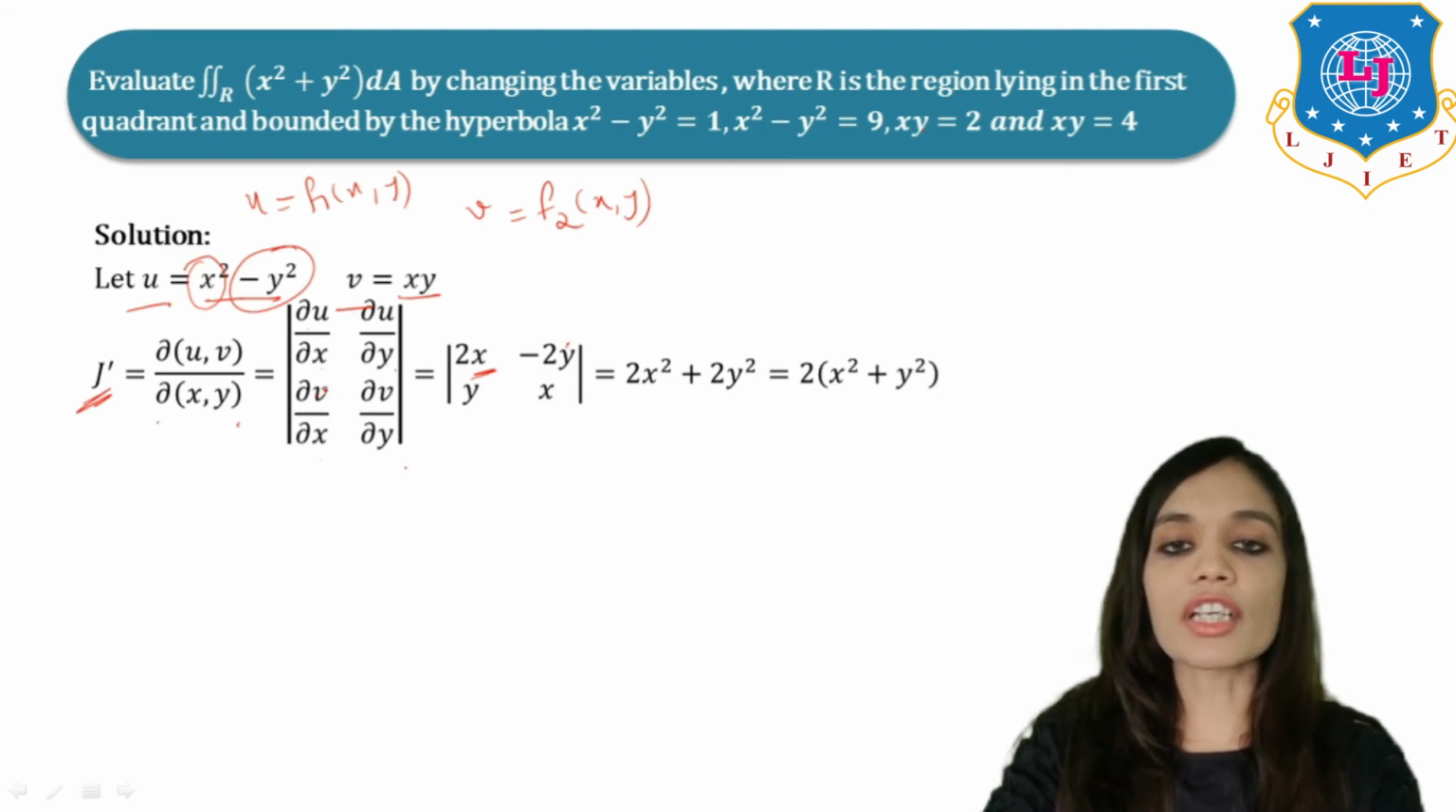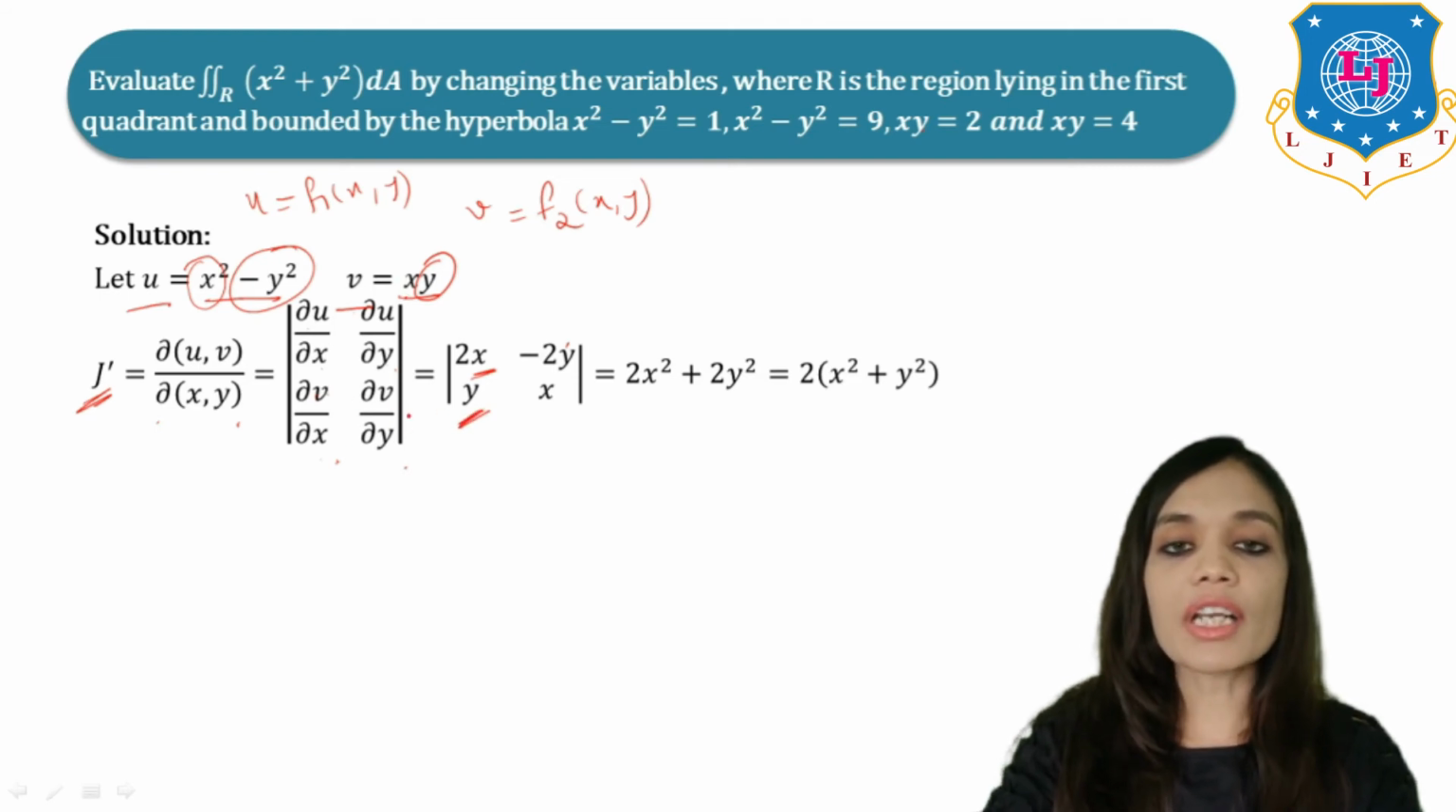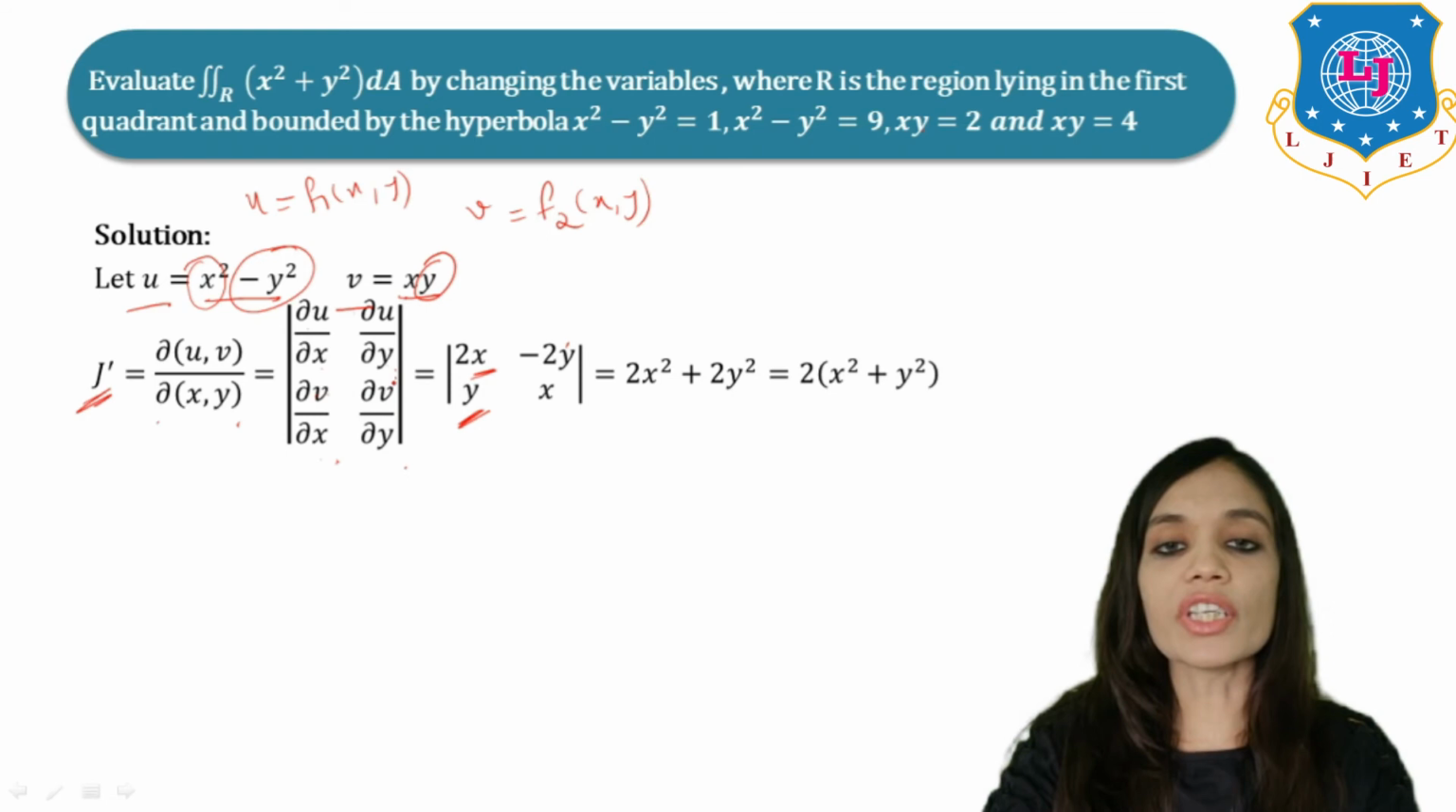Now find the partial derivative of v with respect to x. So we have to keep this y as constant, right? And the derivative of x will be what? 1. So the answer will be y. And similarly, find the partial derivative of v with respect to y. So you will get your answer as x. Okay. Now simplify this determinant.